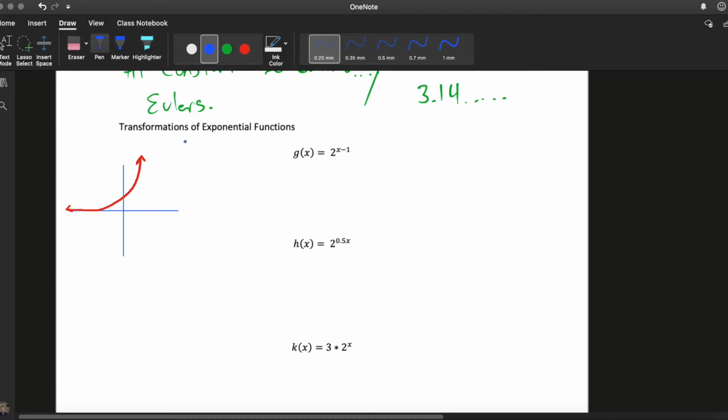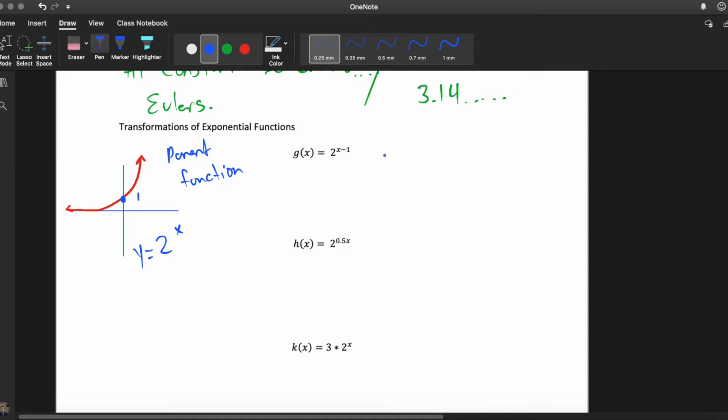Okay, this is the parent function. And it's going to be simply 2 to the x power. Y is equal to 2 to the x power. Okay, and here at 0, it's always going to intersect at 1, right? Because 2 to the 0 power would just give you 1. So that's 1. And here, what is this doing?